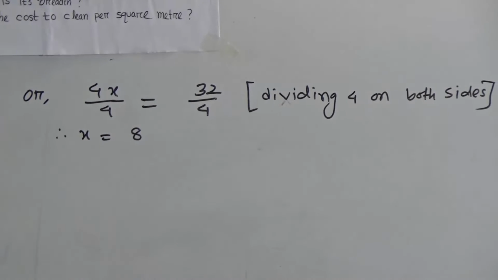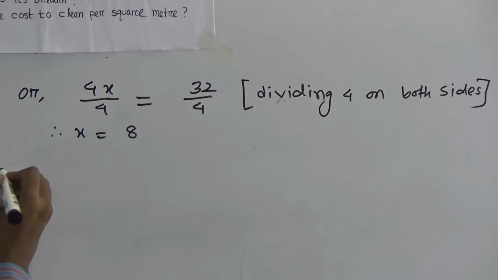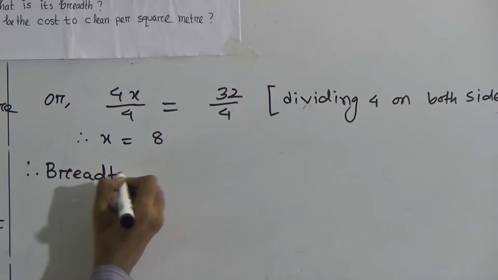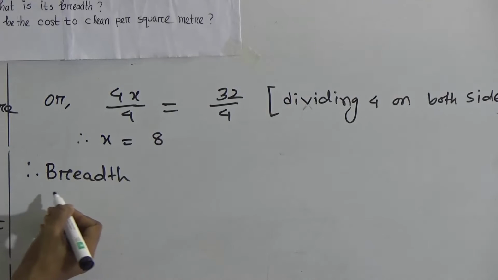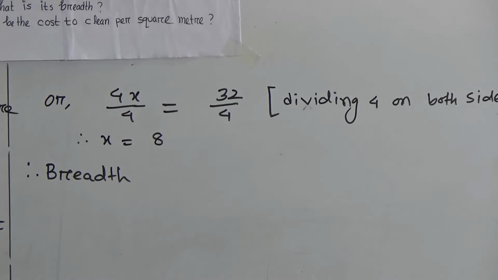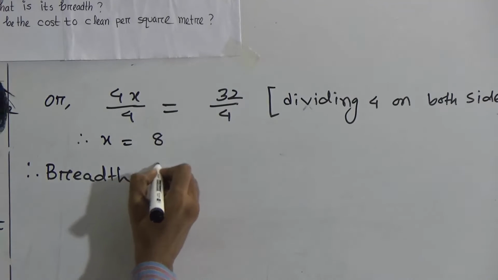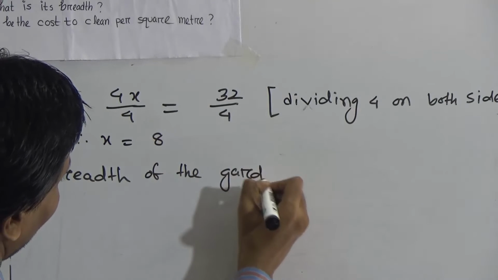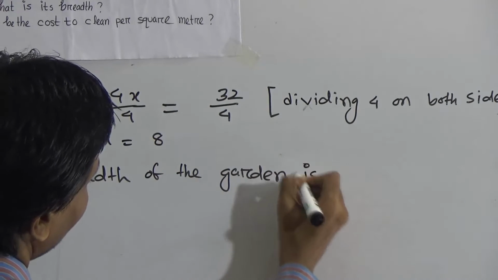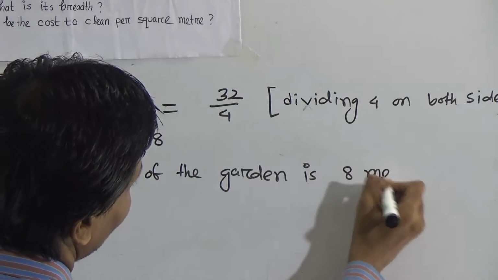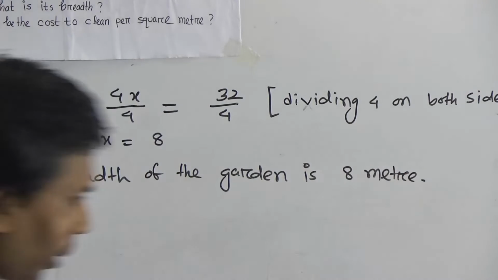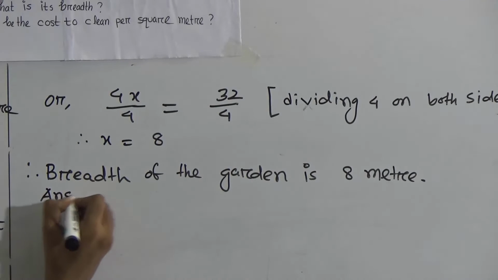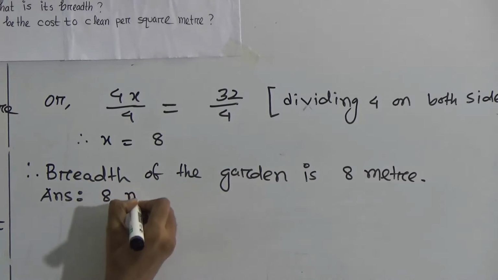This is the breadth. Now write, therefore breadth, you see the spelling B-R-E-A-D-T-H. Don't forget this. Breadth of the garden is 8 meter. And this is the answer. Right here, answer: 8 meter.